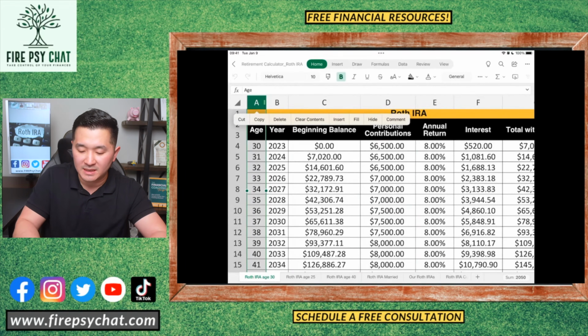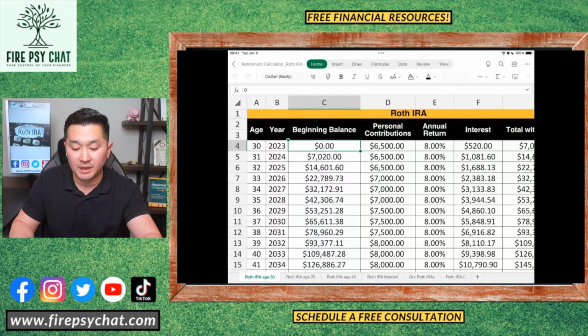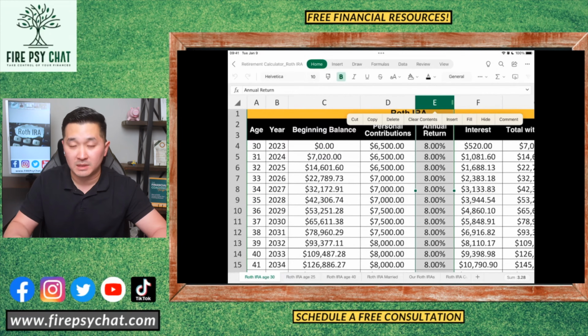Okay. So you see here, that's the personal contribution. This is the age, this is the current year, and this is the beginning balance. So I just put 0 as the beginning balance. And this is the annualized return with the 8%. And I'm just going to put 8% in there.